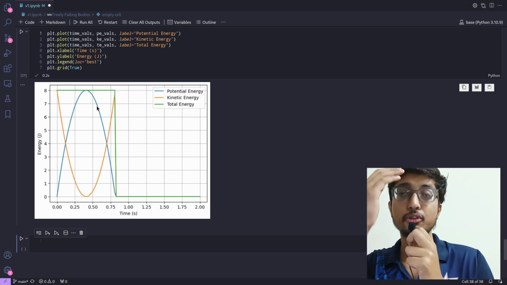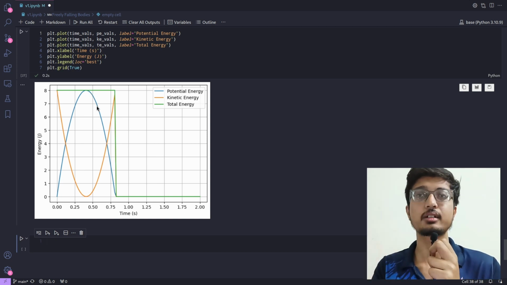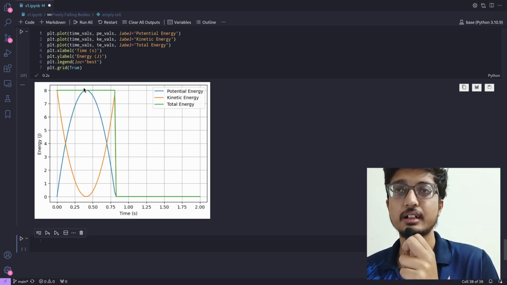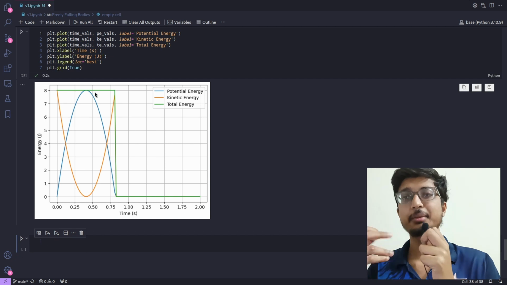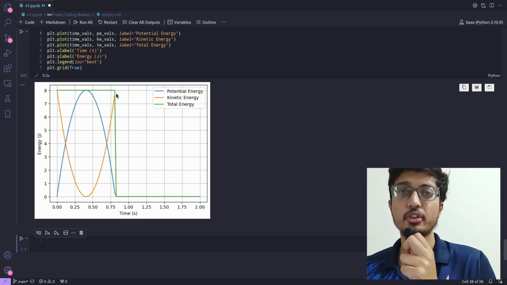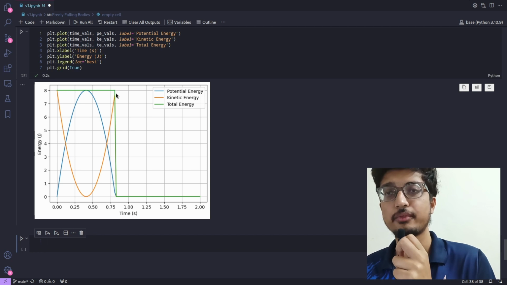Note here that throughout the motion, the total energy is constant with time, which is why the green line is basically a constant line here. This is basically the conservation of energy, and when the ball has no more motion, all the energies just fall down to 0. I hope you enjoyed watching this video. In the next video, let's try to make this motion more realistic by adding bounces and trying to study the physics of such a motion.